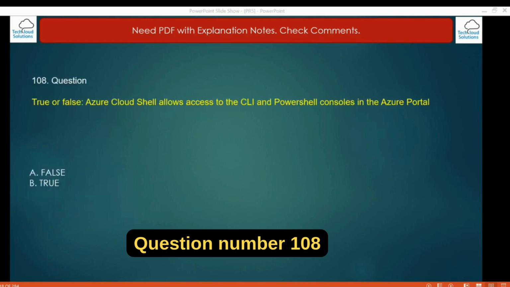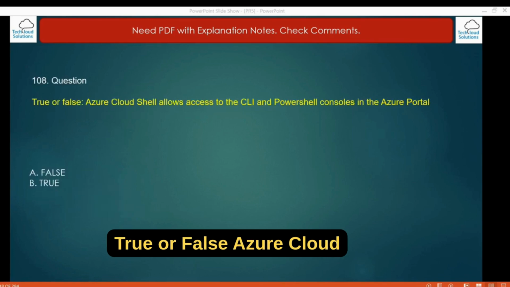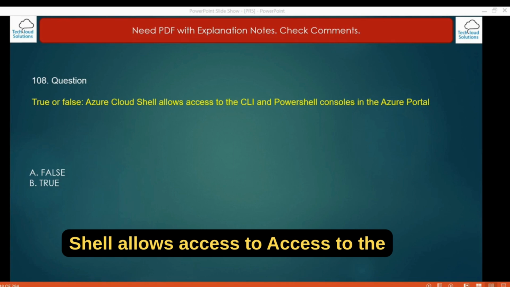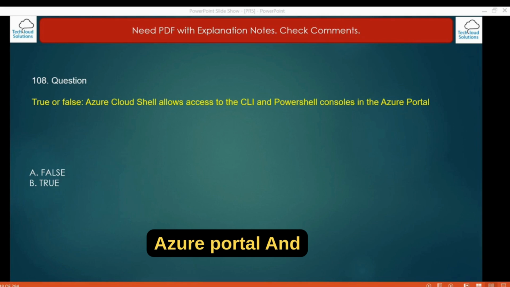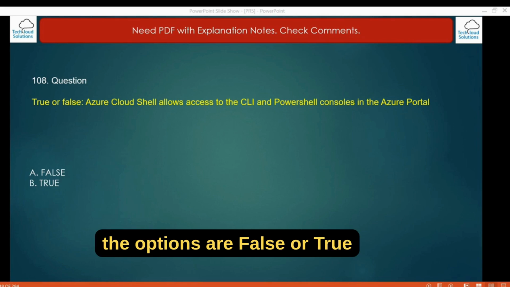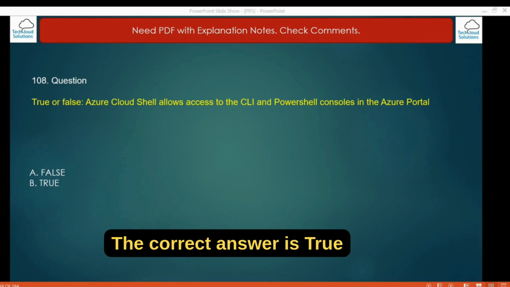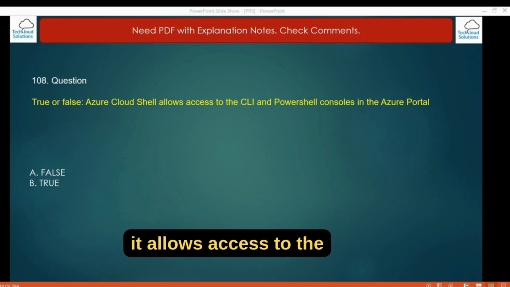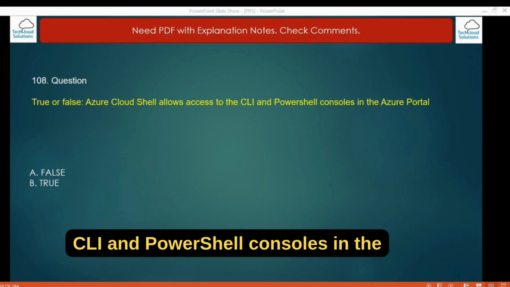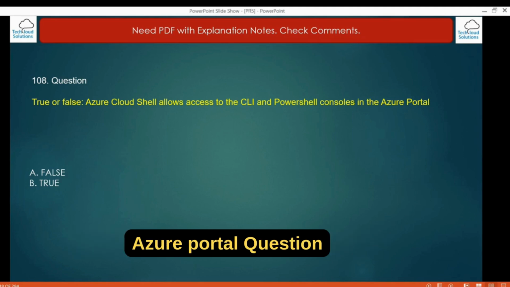Question number 108. True or false? Azure Cloud Shell allows access to the CLI and PowerShell consoles in the Azure portal. And the options are false or true. The correct answer is true because it allows access to the CLI and PowerShell consoles in the Azure portal.